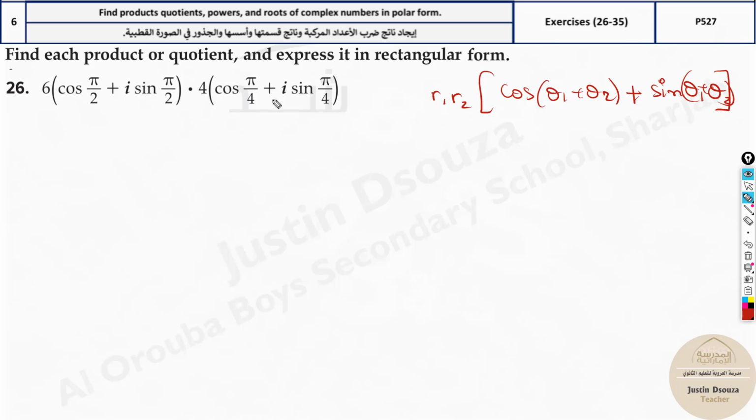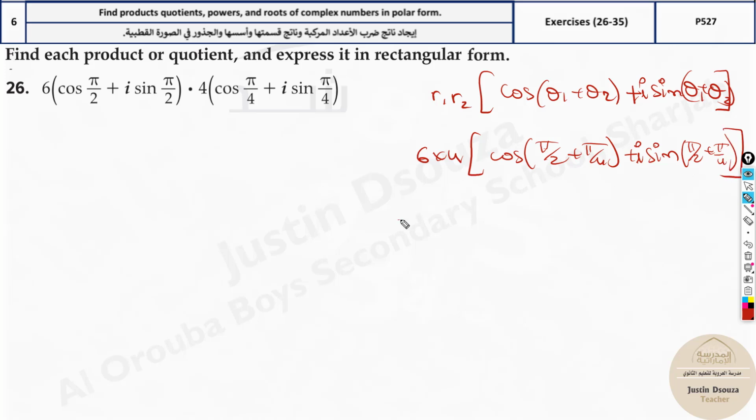That's the formula. Now over here it will be 6 times 4, that's 24, and over here it will be cos of pi by 2 plus pi by 4, and over here we will have plus, okay, I forgot to write the i, sine again of pi by 2 plus pi by 4, and that's the answer. So we will have 24, and we have cos. Now this is half pi, this is 1/4, it will be 3/4 pi. You can directly write it as 3 pi by 4 plus i sine 3 pi by 4.